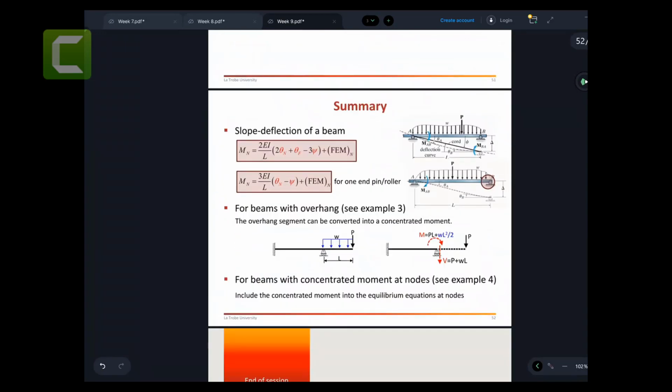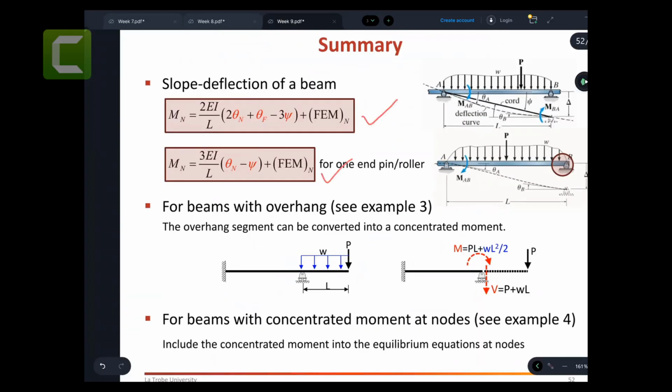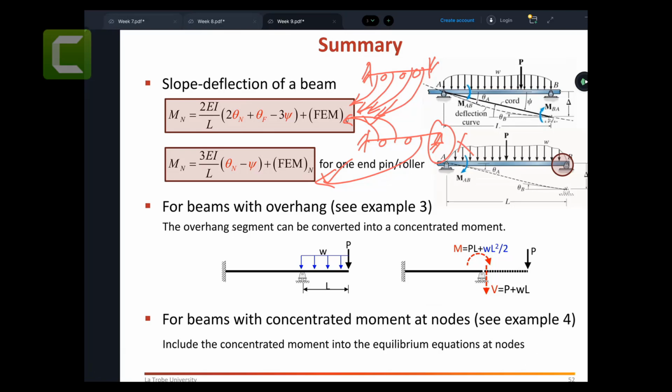So in summary, I think there are two equations that you always focus on. When your far end is fixed, for example, you have these kinds of structures, for these ones you can use this one, because all ends are fixed. But if your far end is pin or roller, for these ones you can use this other one, because these far ends you can't fix. So therefore, there are two slope deflection equations that you always use. Not much difference over here.